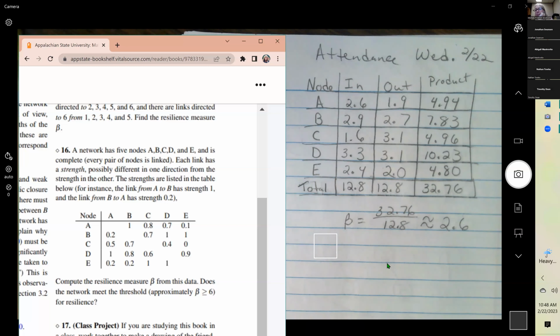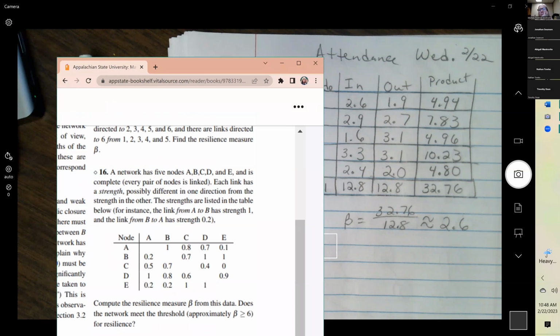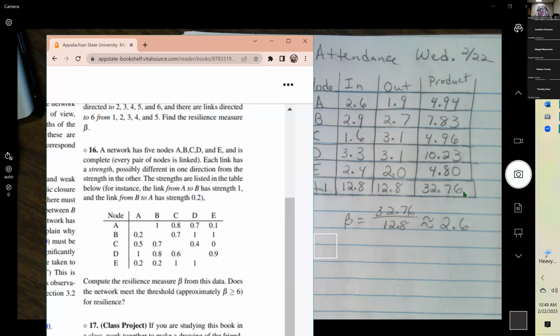Any questions on that? Wait, so the formula for beta is total in column 4 and total in column 2 or 3? Right. For column 1, you take column 3, that would be this one, and you divide by either one of these. These two should match. So you add up the total, and then you take this one and divide by either one. Oh, okay.